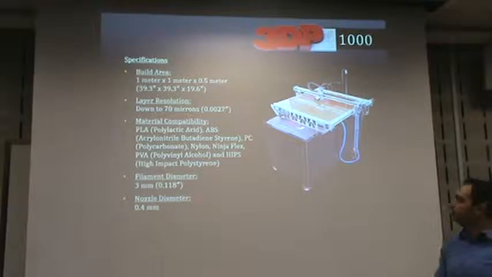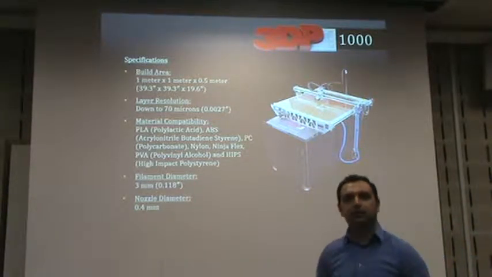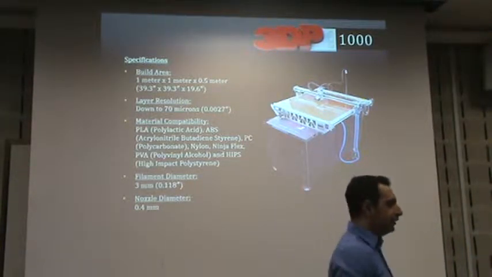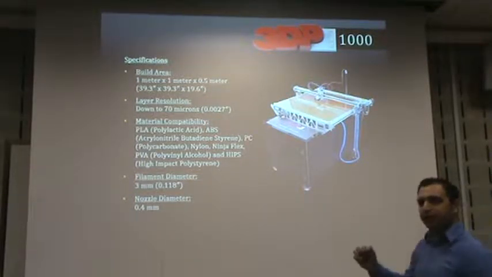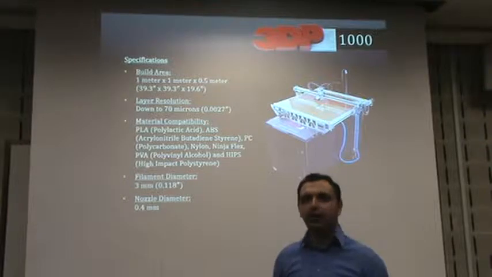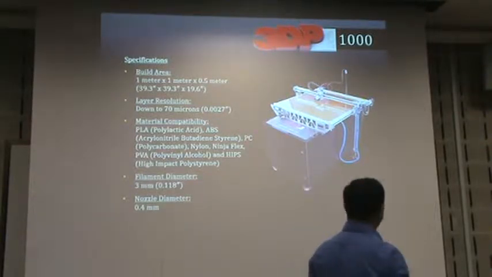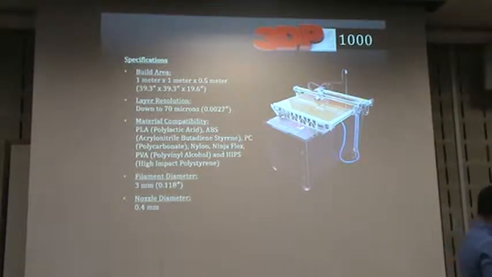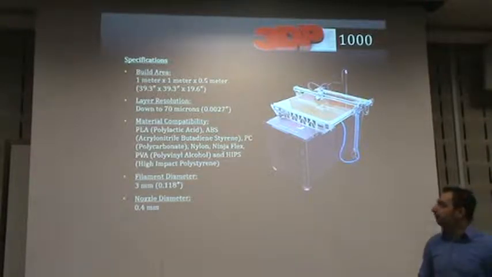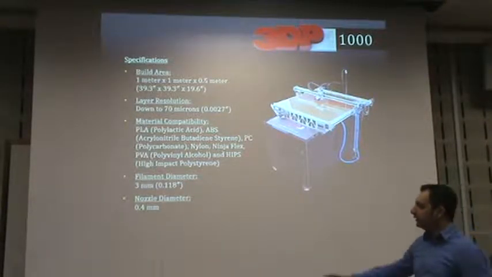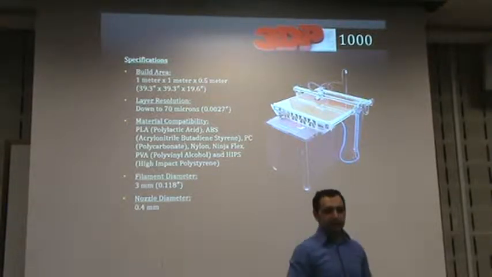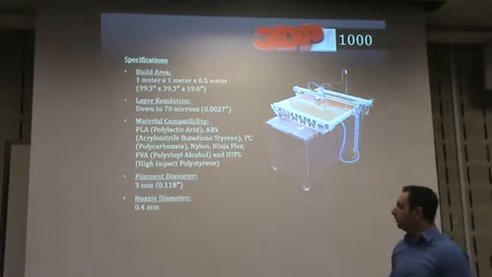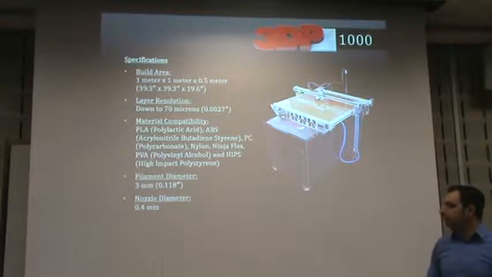It boasts a resolution down to 70 microns, but usually it's somewhere between 70 and 30 depending upon what material you're using. The positioning accuracy is in the range of 10 to 30 microns, so the extruder can position itself in a span of 10 to 70 microns. And this is the nozzle diameter, which is how thick you can print. There is a 0.6 and there is a 0.4 nozzle. We are currently using the 0.4 nozzle.